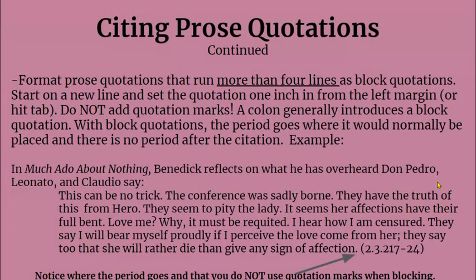Now, prose quotations, when they run more than 4 lines, that's when they get tricky. You format them as a block quotation. And when you do that, you start on a new line and you set the quotation 1 inch in from the margin, or you can just hit tab. Do not add quotation marks. And that's probably the weirdest, most uncomfortable part of using block quotations: you don't use quotes.